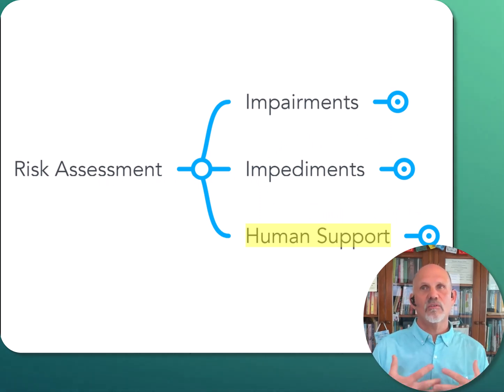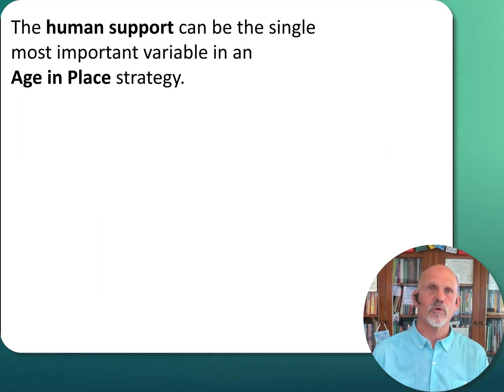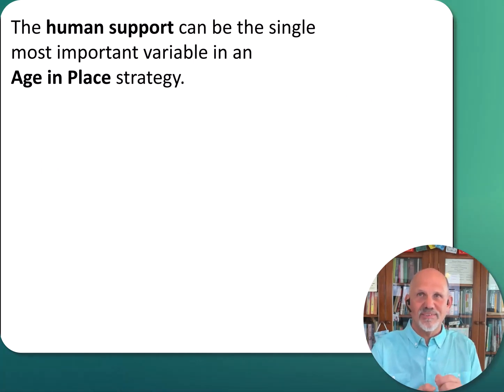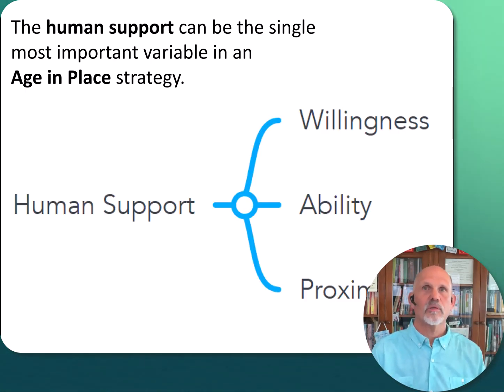So as we continue through the risk assessment, this is probably a good time to talk about human support. And this is a really important point. The human support can be the single most important variable in any age-in-place strategy. Age-in-place is a term that we use to allow people to stay in their homes as long as possible with the maximum amount of safety and quality of life. So human support is basically determined by three things: willingness, ability, and proximity.